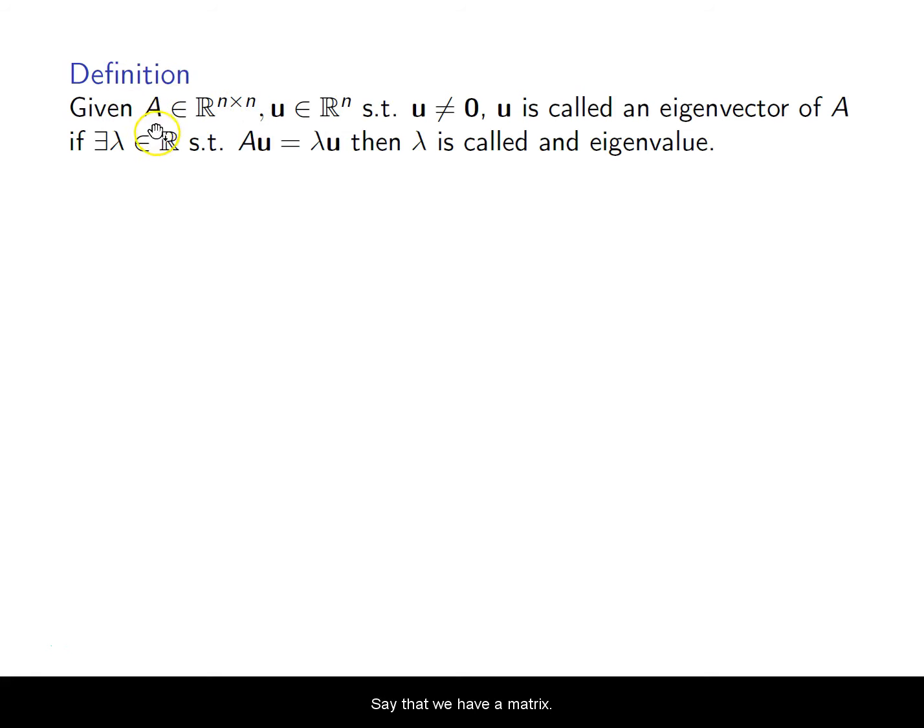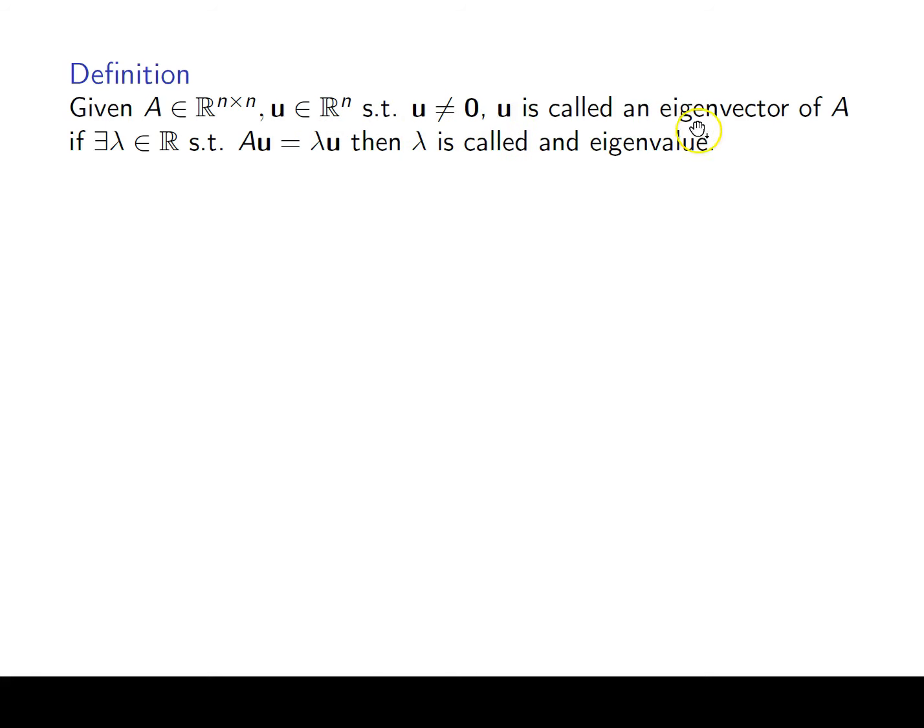Say that we have a matrix A that's n by n with real values, okay, and a vector U that is an element of Rn, so it has n elements, and all of its elements have real values. So again, A is n by n, and U is a vector. You can think of it as a column vector with n elements. Now our vector U cannot be the zero vector. It cannot just be a bunch of zeros. So it's a non-zero vector.